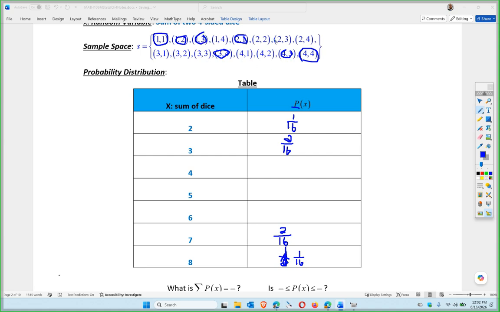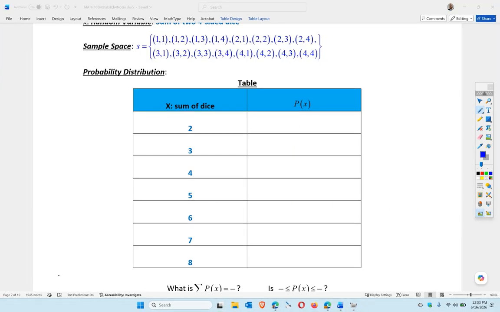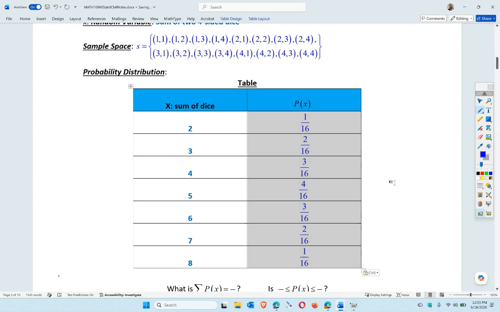4, I can do 1 and 3, 3 and 1, 2 and 2, correct? So that's 3 out of 16. 6 would be 4 and 2, 2 and 4, or 3 and 3. That's 3 out of 16, correct? And the last one, 1, 2, 3, 4 are all going to give me 5, correct? Okay, so there's my probabilities, which are all out of 16ths, right? Do not simplify fractions, because essentially we want to add those later on, right?